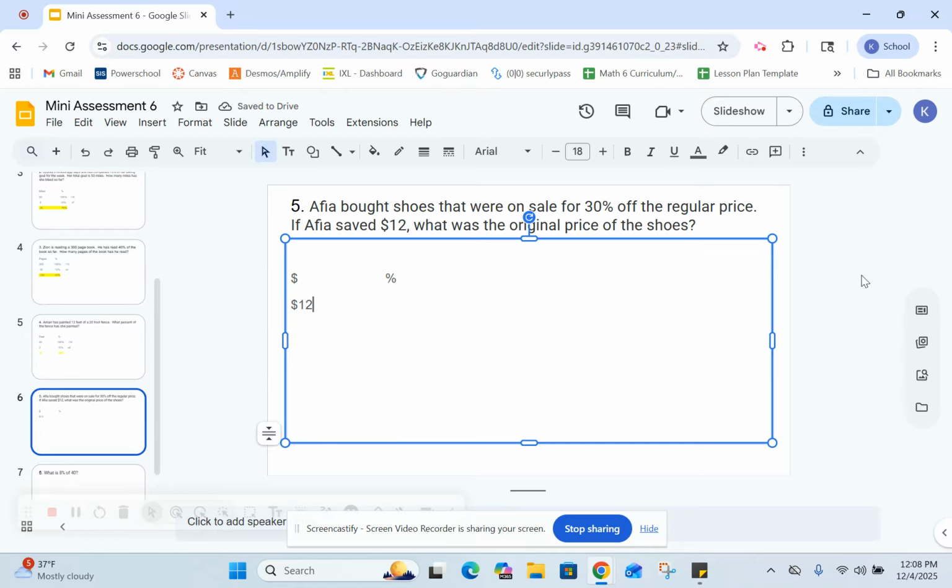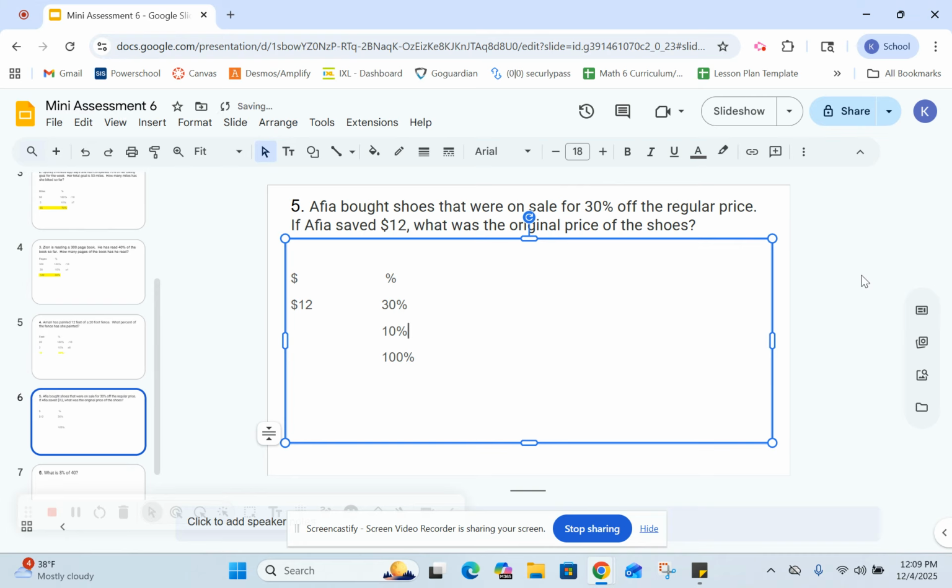Is that the total cost of the shoes, or is it the portion of the cost? That is correct. 12 is only a portion of the cost. The $12 is what she saved, which was 30%. We are looking for the original price, which would be 100%. All right, we cannot go from 30 to 100% directly, so we need to pick a benchmark for the middle. We need to think, what benchmark can I divide 30 by or multiply, and then also use to get 100?